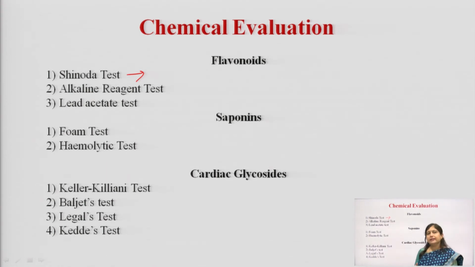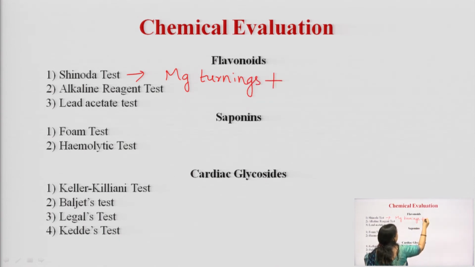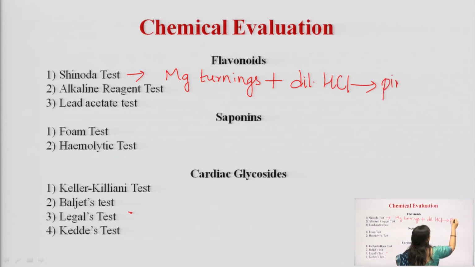So, Shinoda test is positive for the flavonoids, and the test is done by adding magnesium turnings. We have the magnesium metals which are added to the drug, and after that we add dilute HCl to this particular test tube. On addition of dilute HCl, it produces a very slight pink color, and this pink color shows the presence of the flavonoids.